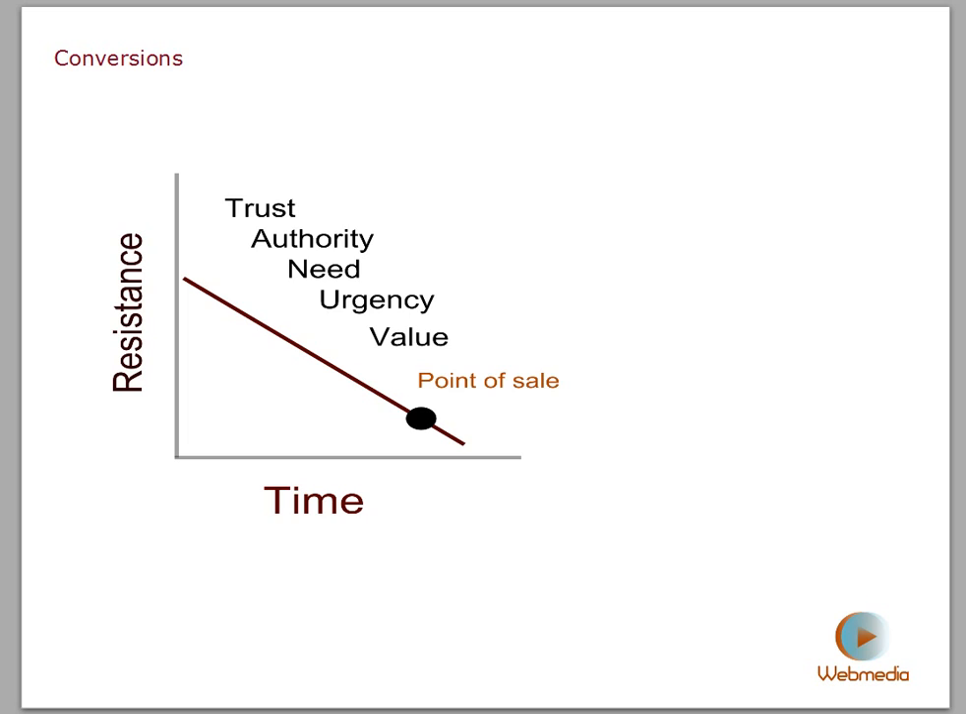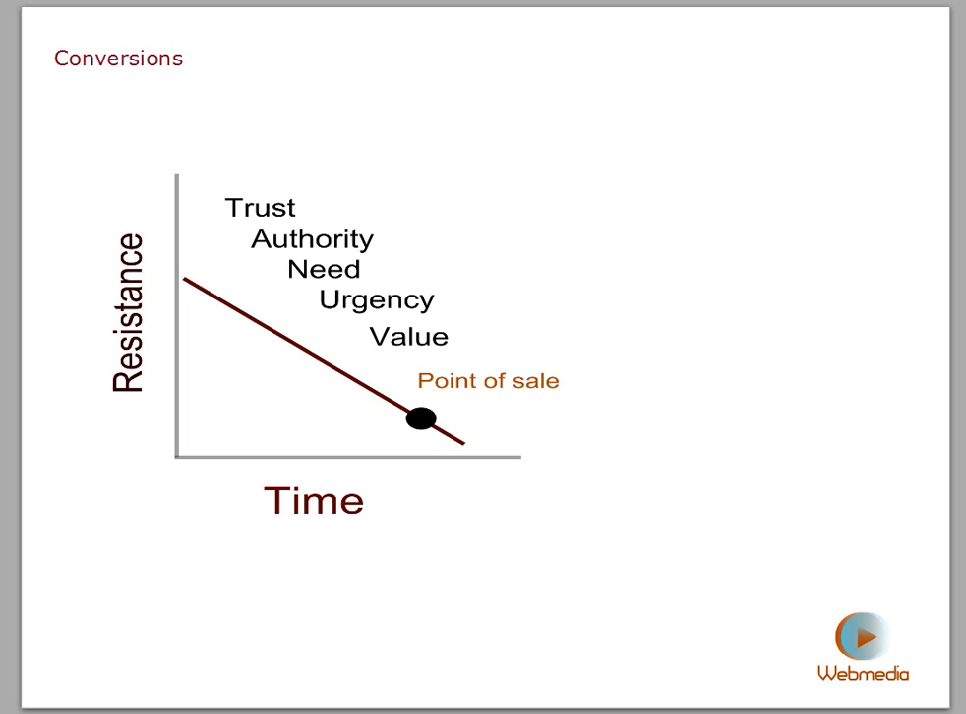So these items that lie along this line of trust, authority, need, urgency and value are all of the things that you need to instill in a customer before they'll reach the point of sale down here near the bottom of the line, and that takes an amount of time to achieve.